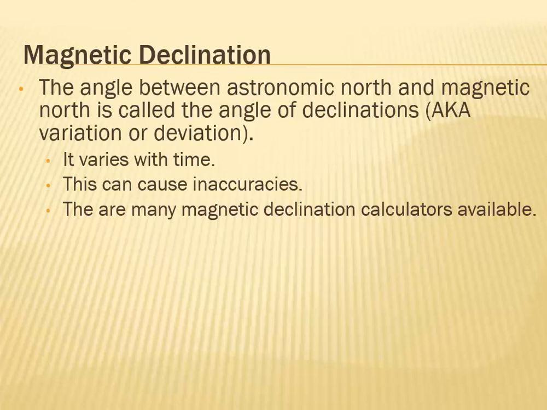So there's something called magnetic declination. Magnetic declination is the angle between astronomic north, which is also called true north, and magnetic north. So how do you measure this? Well, there are people who have fancy devices who put this stuff online.